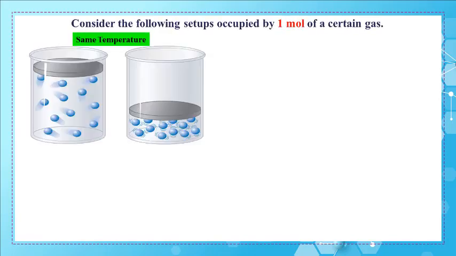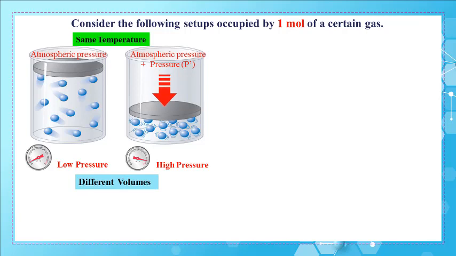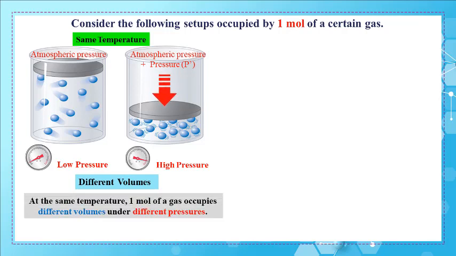Consider the following setups occupied by 1 mole of a certain gas under the same temperature. However, more pressure is exerted on the second setup. We notice that they have different volumes. So, at the same temperature, 1 mole of a gas occupies different volumes under different pressures.